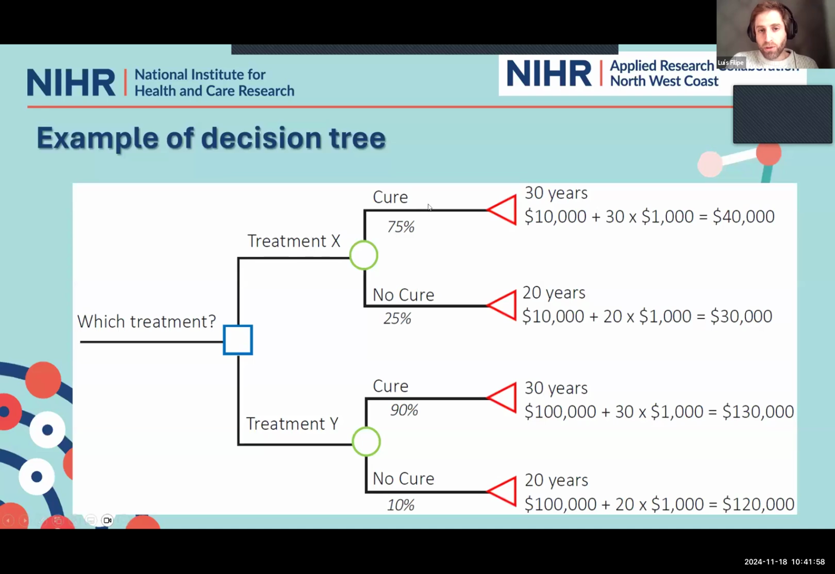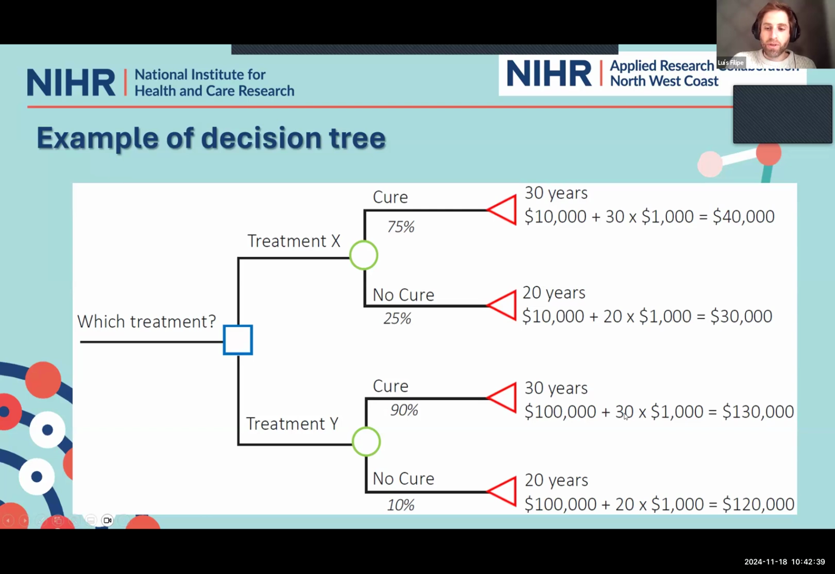So let's continue here in the first node, in the cure. Then you have, of course, the cost of living, which in this case they compute as $1,000 per year, and they multiply it by the amount of years lived, so by 30. If you do this computation, for instance, in treatment X for cure, you get $40,000. If you go to, for instance, treatment Y cure, it's the same, but here you have a bigger cost.